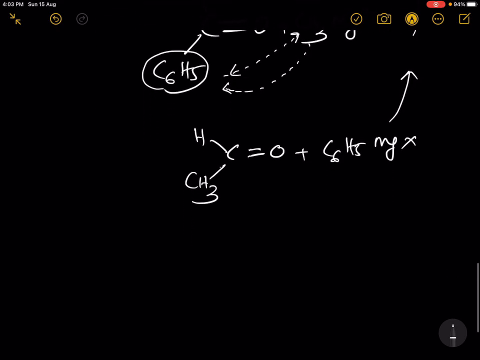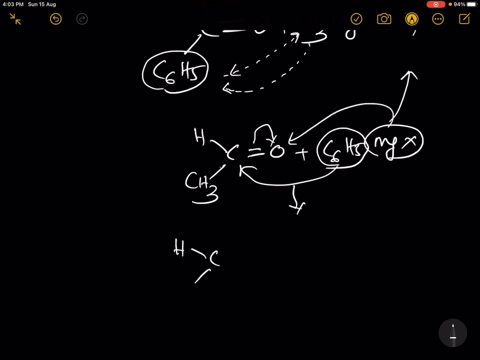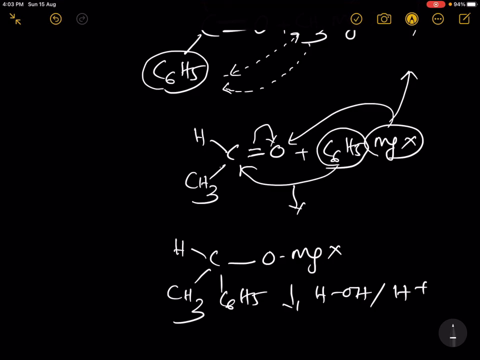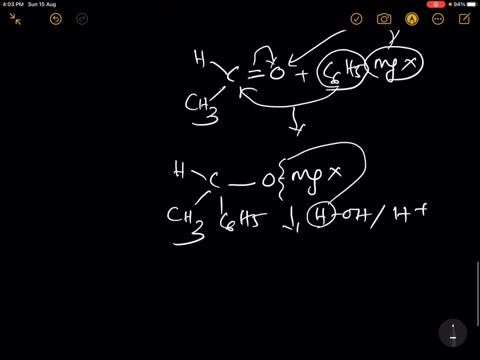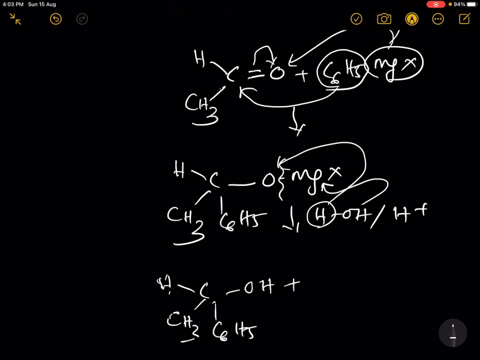Let me write the product again for your clear understanding. This CH3 will be attacking this carbon, and this pi bond is shifted, MgX will attack over here, so you will be getting H C CH3 and C6H5 will be over here. Then C double bond O becomes single bond, then O is bonded to MgX, which on hydrolysis, HOH in presence of acid, this H will attack over here and this OH will attack with Mg, and you will be getting H C CH3 C6H5 OH plus Mg(OH)X.